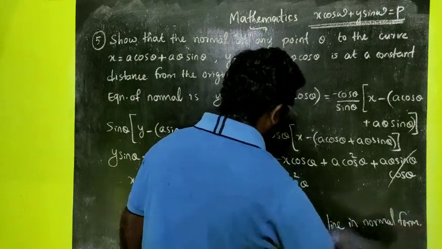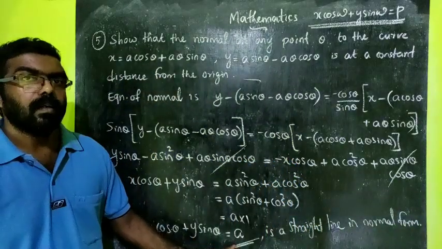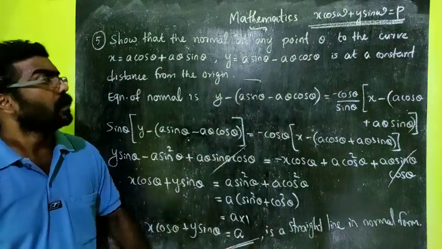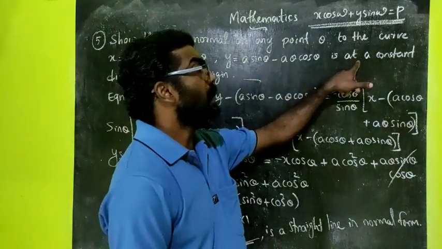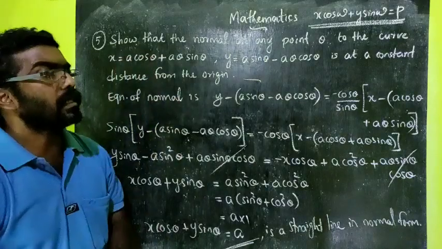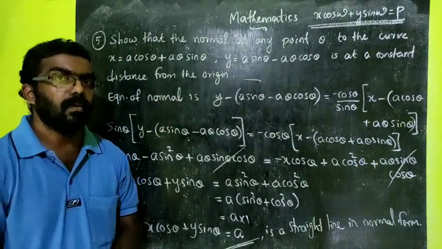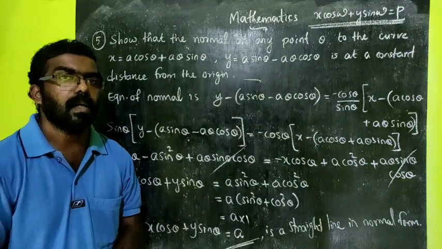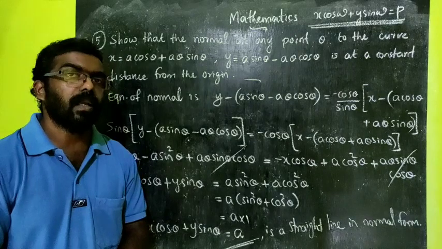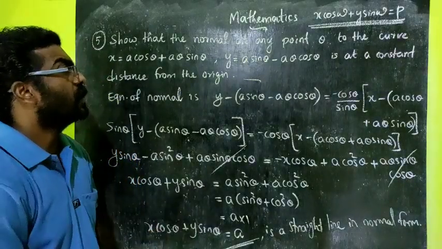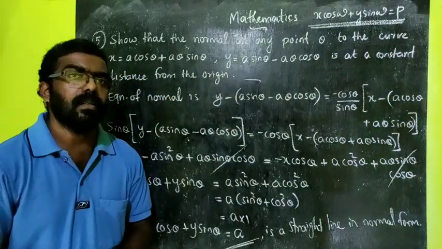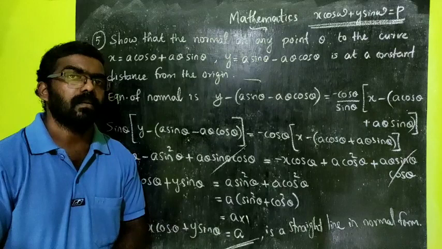So what can we conclude? A here means the distance from the origin. So here A is a constant, and we have to prove that it is at a constant distance from the origin. The normal is at a constant distance from the origin. That we got. Clear? So here we can write the conclusion as, here A is the distance from the origin, and hence we can say what? The normal is at a constant distance from the origin. Understood?